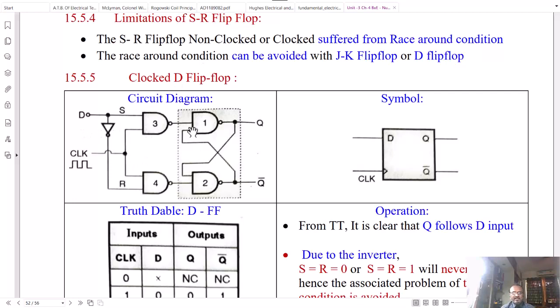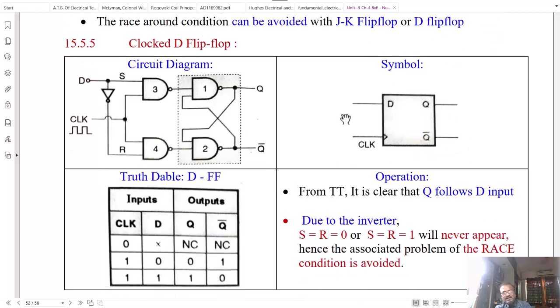Let us see simple D flip-flop. In D flip-flop, our SR flip-flop is built using 4 gates. Gate 1 and gate 2 is a basic SR flip-flop. Gate 3 and gate 4 is basically adding the clock input, and the data input D is directly connected to the S input of the flip-flop circuit, and complement of D is used as reset input to the flip-flop. The symbol of D flip-flop is shown here.